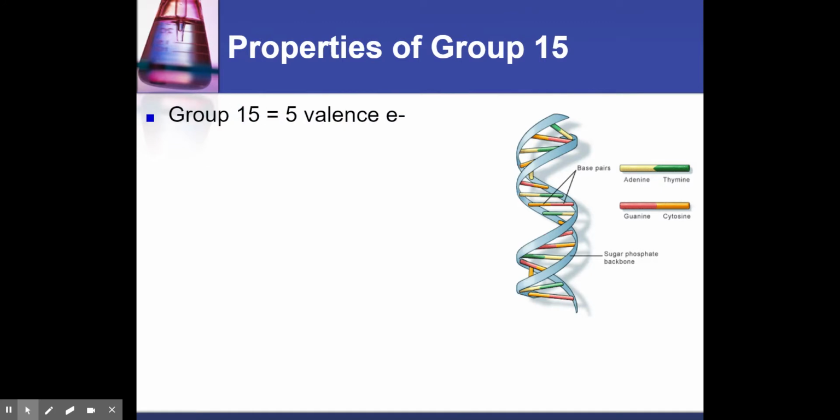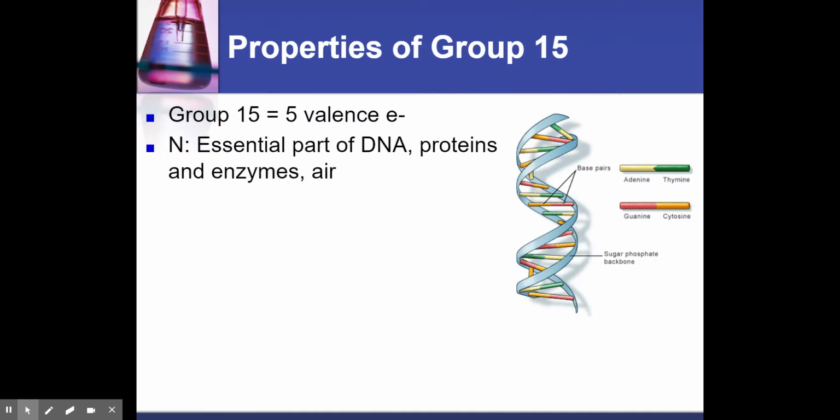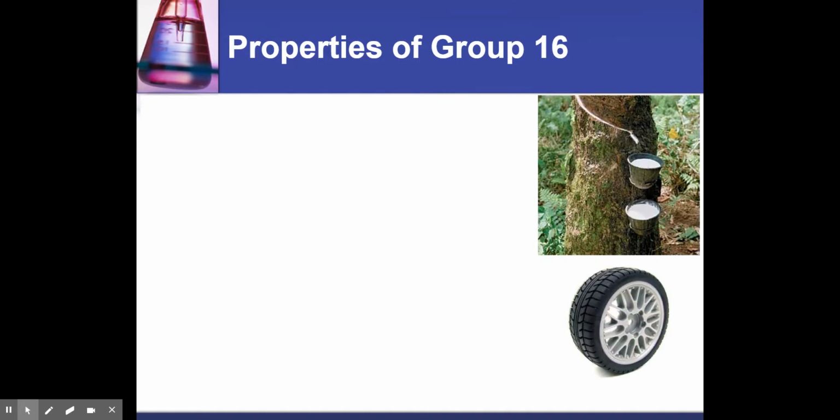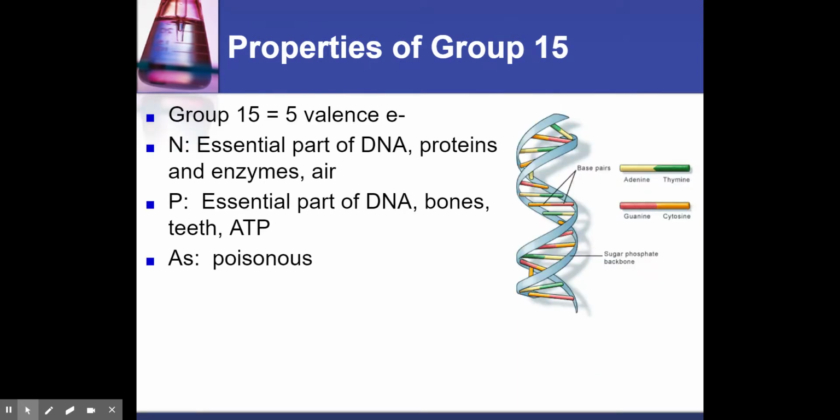Group 15 has 5 valence electrons. It has nitrogen at the top of the group, and nitrogen is an essential part of DNA, proteins, enzymes, things that make our body work. And it's about 80% of the air around us. Phosphorus is also in this group, and it is also an essential part of DNA, bones, teeth, ATP. But arsenic comes next, and it is poisonous. Antimony is below that, then bismuth. None of those are particularly great elements, but especially arsenic is definitely poisonous.